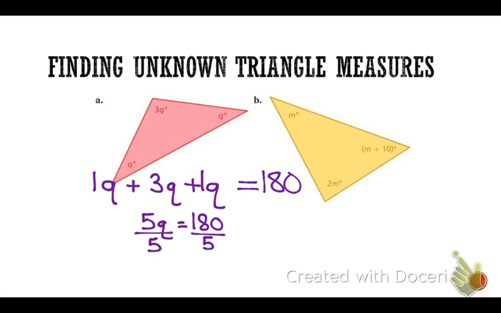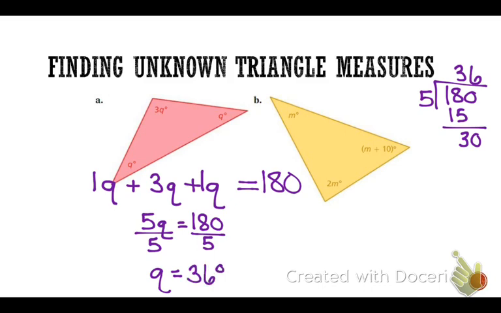You can do the long division off to the side, 180 divided by 5, if you need to. 5 goes into 18 3 times. Bring it down. 5 goes into 30 6 times. That long division will always be real simple. All right, so Q equals 36.